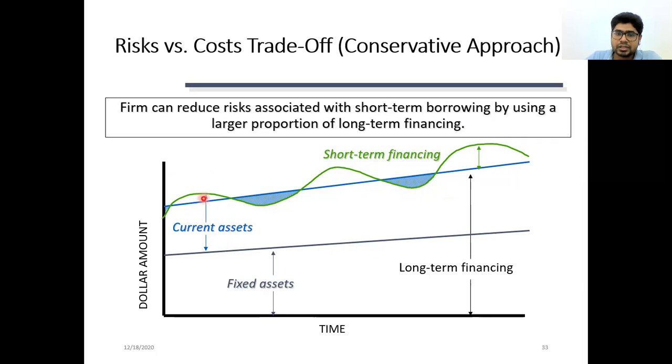So the total current assets has two portions. The first portion is temporary working capital and the other is permanent working capital. Here the temporary working capital, or part of the temporary working capital, is also financed by long-term finance. That is called a conservative approach. The firm can reduce the risk associated with short-term borrowing by using a larger portion of long-term financing.